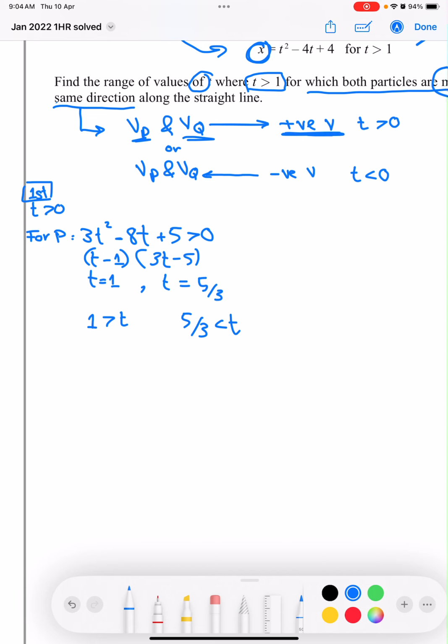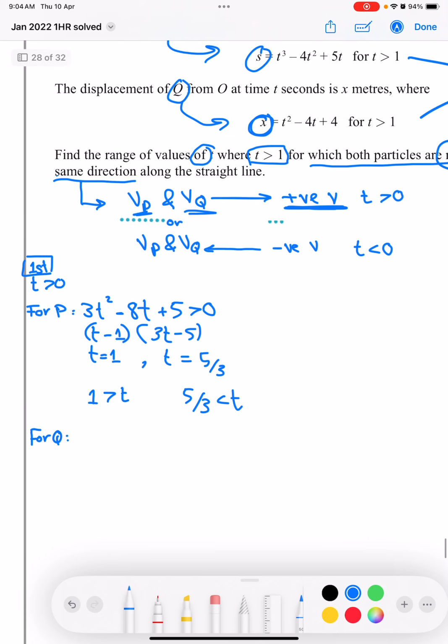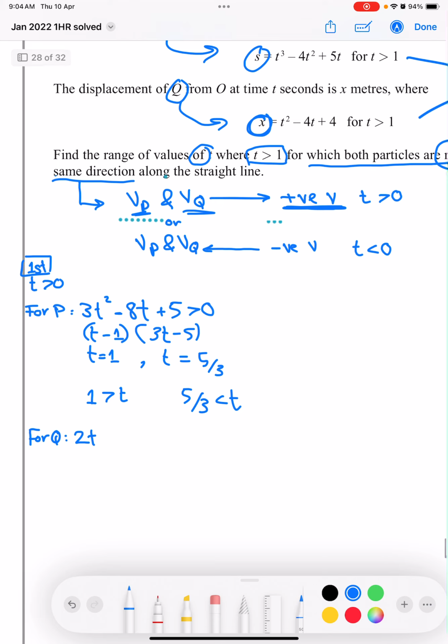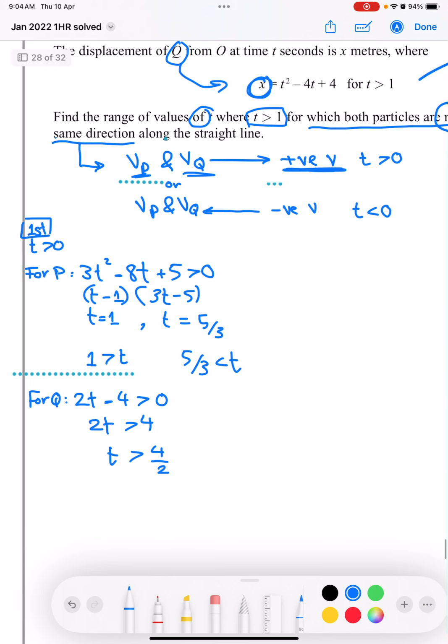Now positive velocity for Q. V for Q, I have differentiation is going to be 2T minus 4 greater than 0. It's going to be 2T greater than 4. I move the negative 4 to the other side as plus. Then T is greater than 4/2. T is greater than 2.